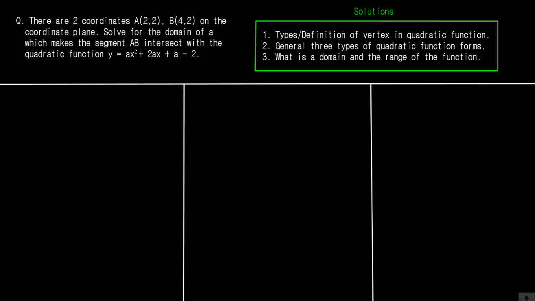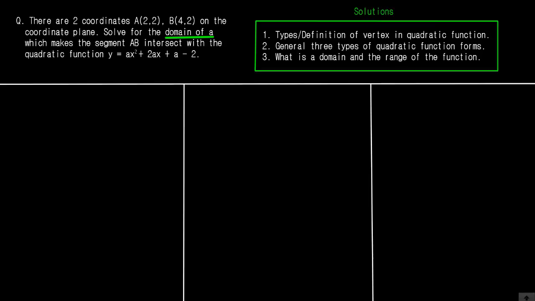So this question is basically asking us to solve for the domain of the variable a. The a is the variable which changes depending on times, and it is the a which makes the two functions intersect on the coordinate plane. So we have three solutions for solving this kind of question.